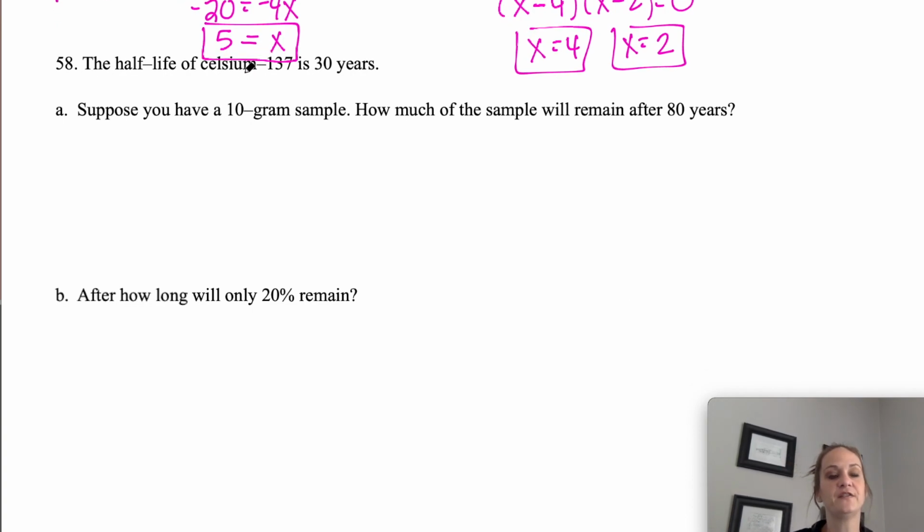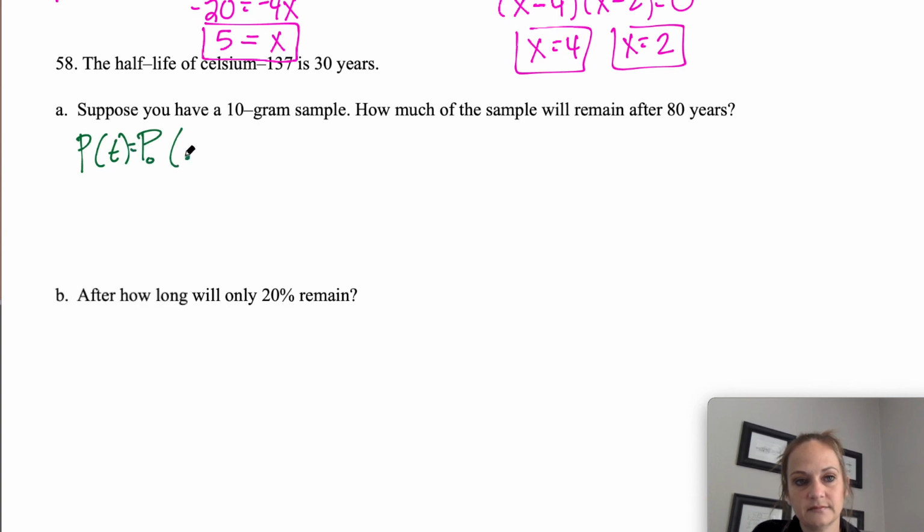The half-life of cesium-137 is 30 years. Suppose you have a 10-gram sample. How much will remain after 80 years? We are going to use the formula, T over D. Okay, we know that we're starting out with 10 grams.